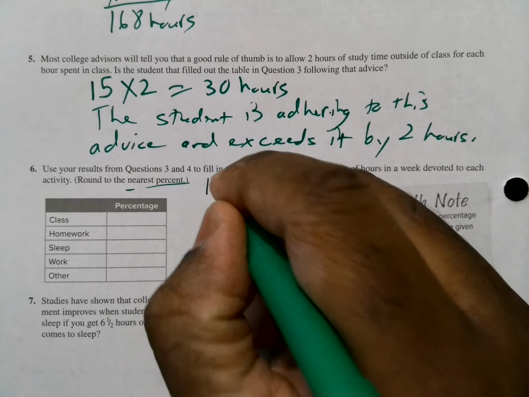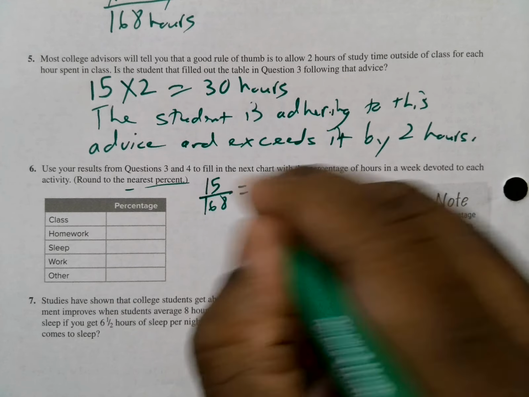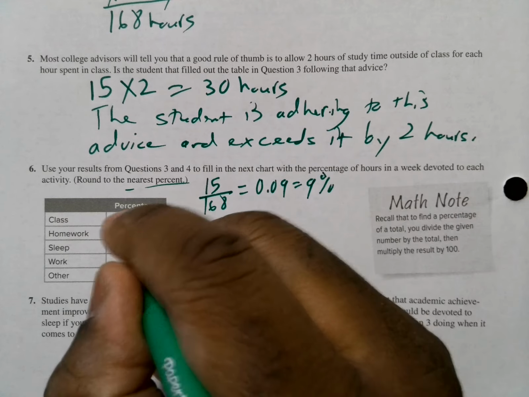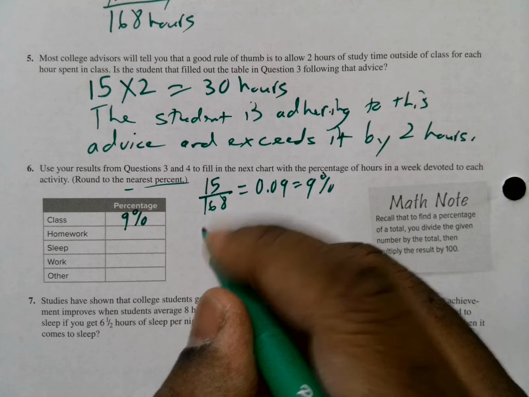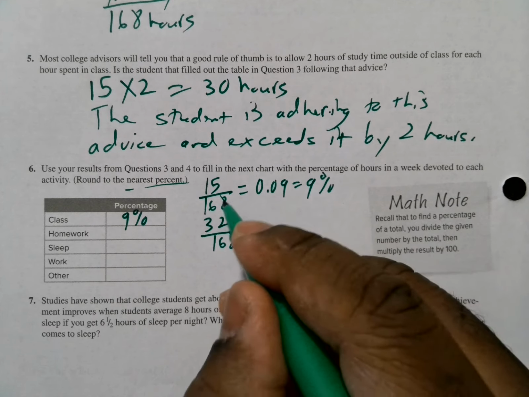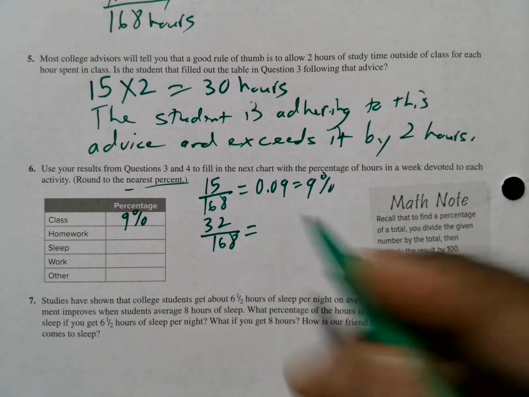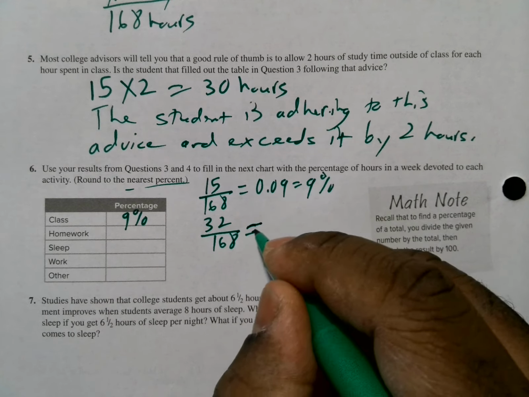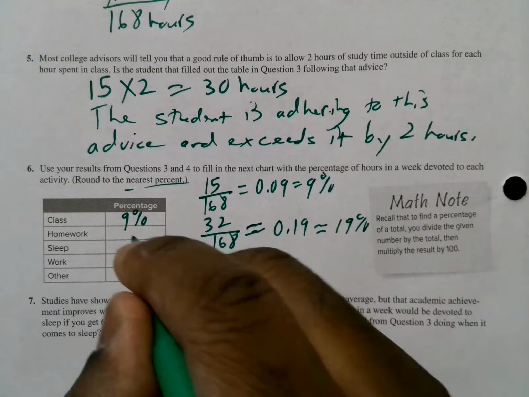But what we would have is for class, it'll be 15 divided by 168. When you put that in your calculator, if you round it, it'll end up being 0.09, which would be 9%. Now that's with rounding. So now for the homework, it was 32 hours divided by the 168. If you notice, I'm dividing by 168 for each because that's how much time they have per week. So when we round this off, this will give us approximately 0.19, which is approximately 19%.